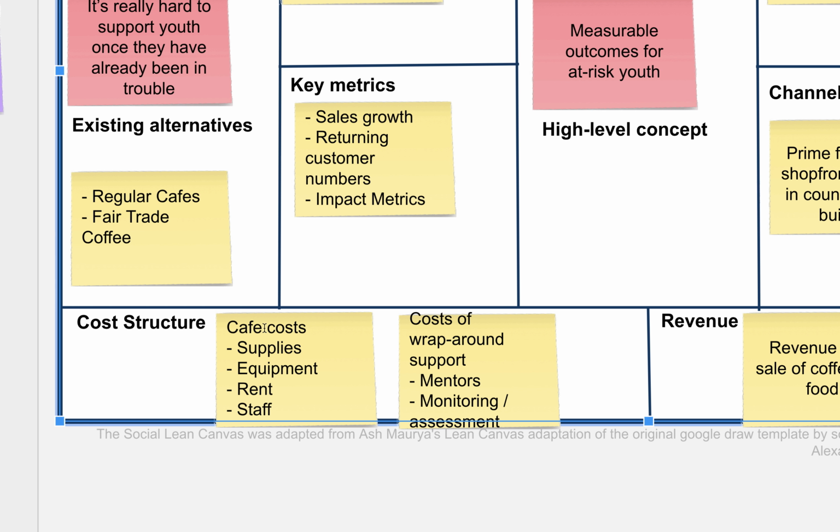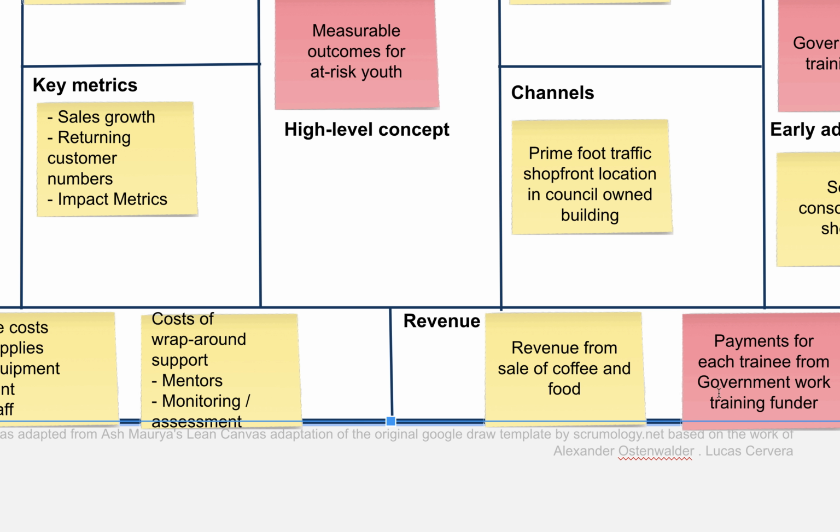So costs: we've got our fundamental cafe costs, supplies, equipment, rent, staff, all of that kind of stuff, and then we've got the cost of the wraparound support for the youth who are being trained, that's mentors and monitoring and assessment and all of that kind of stuff. What that calls out is that we're going to have a bunch of extra cost in our business model, and the reason for this pink post-it note here for the income from the government training provider is that we need this in order to make the business model work.